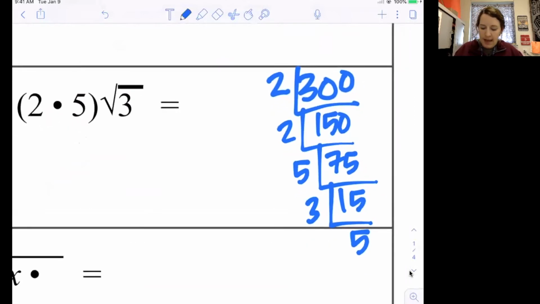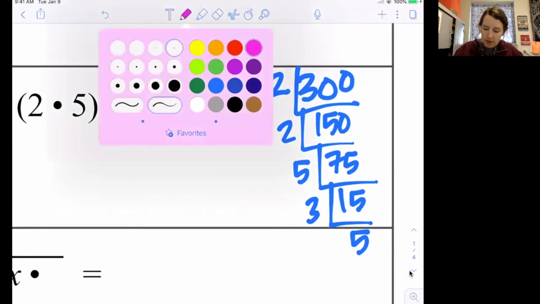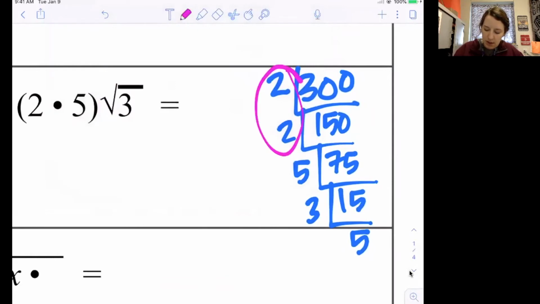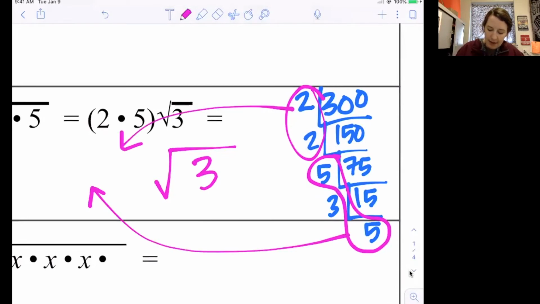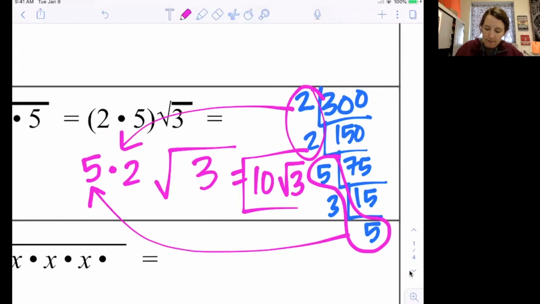So I'm looking for anything that pairs up. So I see a pair of 2s, I see a pair of 5s, and then I see a 3 that does not pair up. Okay, so on my radical, 3 stays underneath. I bring a 2 to the outside and a 5 to the outside, and I'm going to multiply those two things together. So we can say that this simplifies to 10 square root of 3.